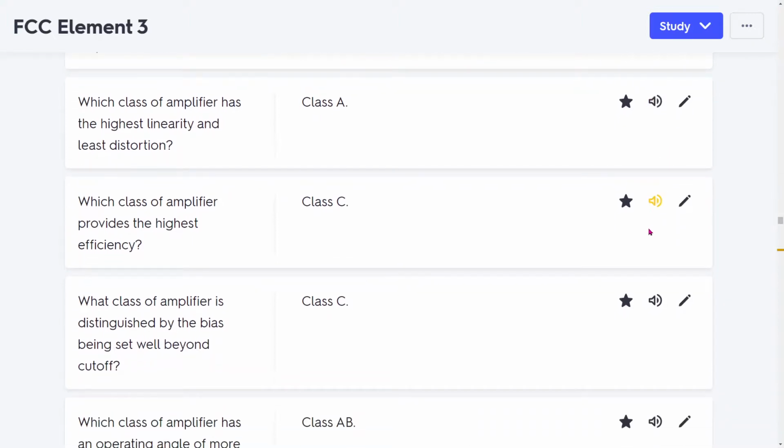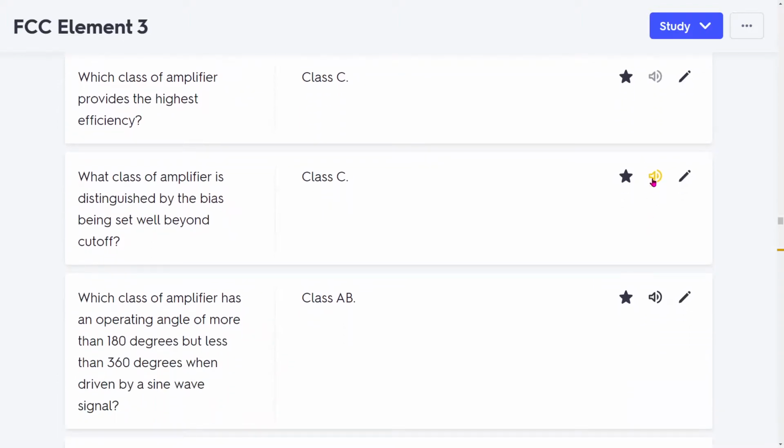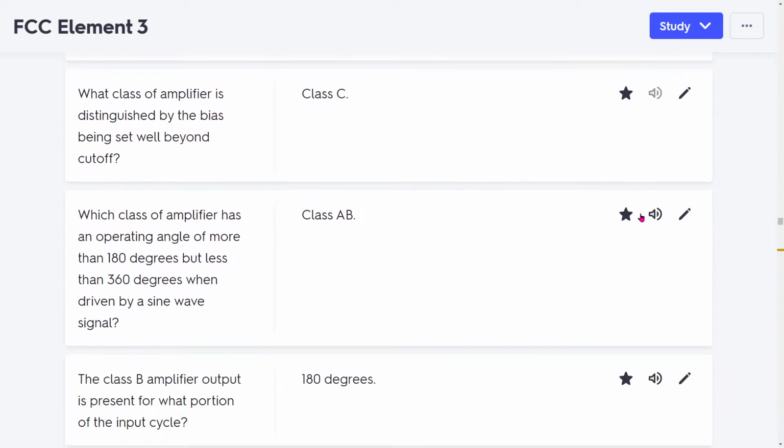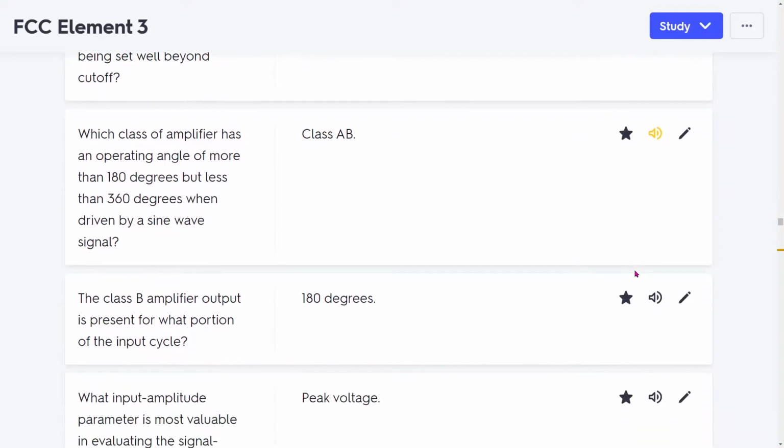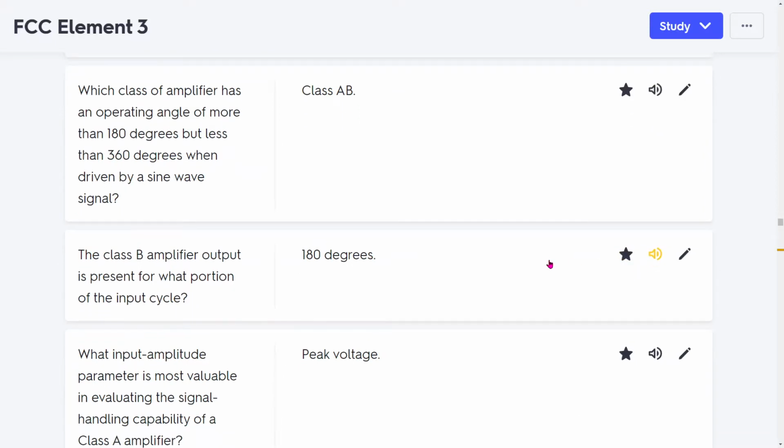Which class of amplifier provides the highest efficiency? Class C. What class of amplifier is distinguished by the bias being set well beyond cutoff? Class C. Which class of amplifier has an operating angle of more than 180 degrees but less than 360 degrees when driven by a sine wave signal? Class AB.